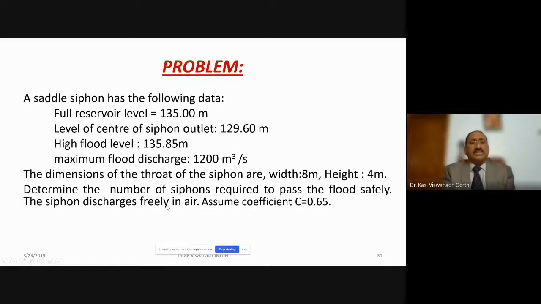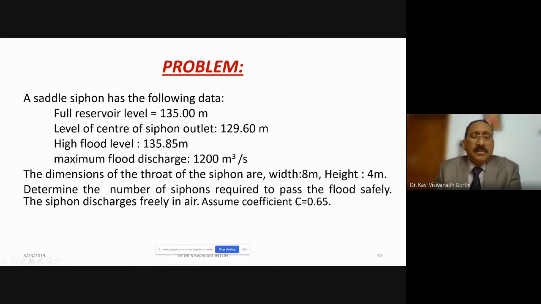Let us look at a small problem. A saddle siphon has the following data. Full reservoir level 135 meters. Level of the center of the siphon outlet is 129.6 meters. And HFL, the high flood level, is 135.85 meters. So the freeboard from FRL to HFL is 135.85 minus 135, which is 85 centimeters.